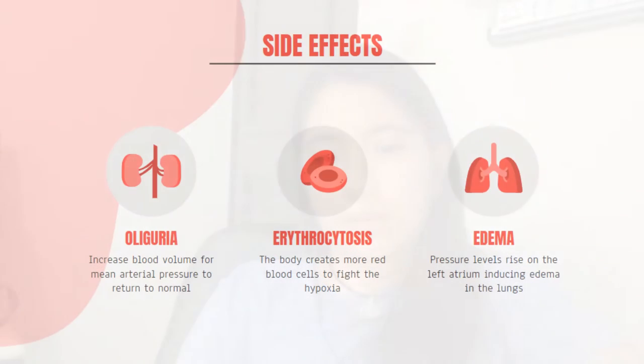Aortic valve stenosis also affects other organs. When trying to increase the blood volume to compensate for the loss of aortic pressure, the renal output will be diminished and more red blood cells will be generated to fight the hypoxia. In severe cases, pressure levels will also rise in the left atrium, inducing serious edema in the lungs.